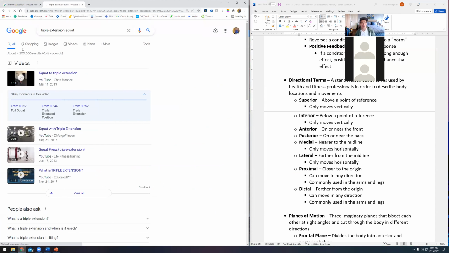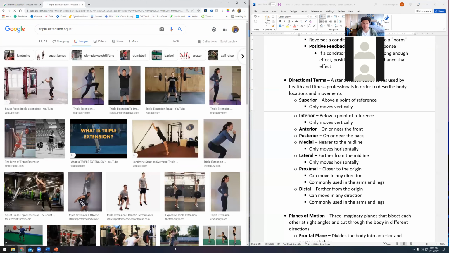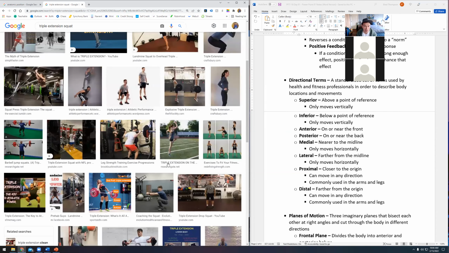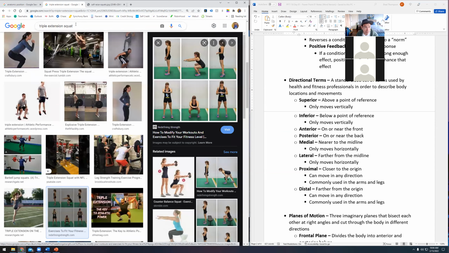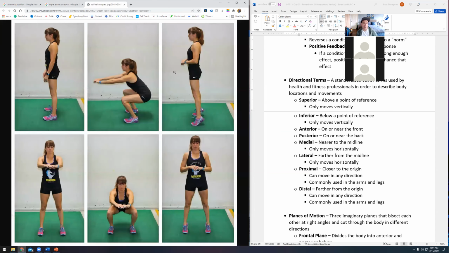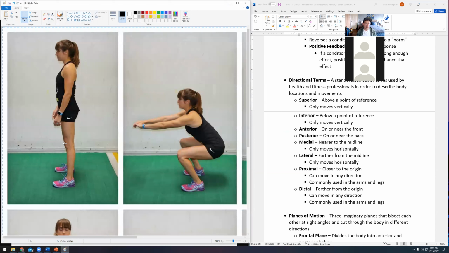The reason we call it a triple extension exercise is because you are performing extension in three body parts simultaneously. So when you squat, doing a squat jump here, there we go. When you squat, what you're actually doing when you go down into the lowest portion of the squat there. I'm gonna go ahead and take this.